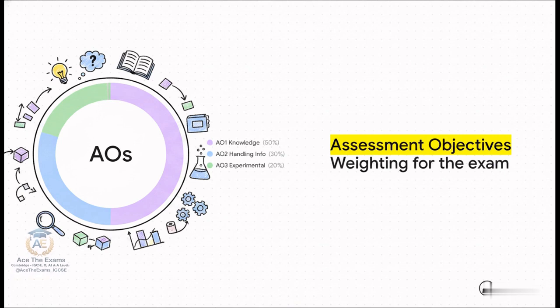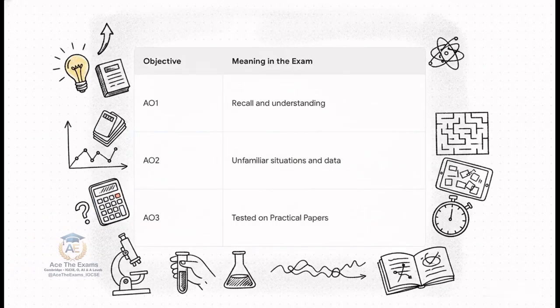Let's break down exactly what each of these means so you know exactly what the examiner is hunting for when they grade your paper. So AO1 is literally half the battle. This is pure recall and understanding. Do you know the definitions? Can you state the laws? This is where your flashcards and those online glossary quizzes we talked about really pay off.